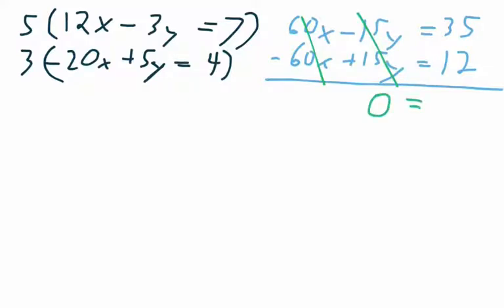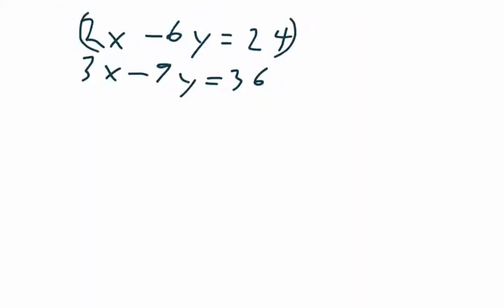And so I wind up with 0 equals 47. Whenever I have 0 equals 47, well, that never can happen. So my answer here is no solution. So anytime the x's and y's eliminate and we're left with two numbers that don't match, that's going to be no solution.